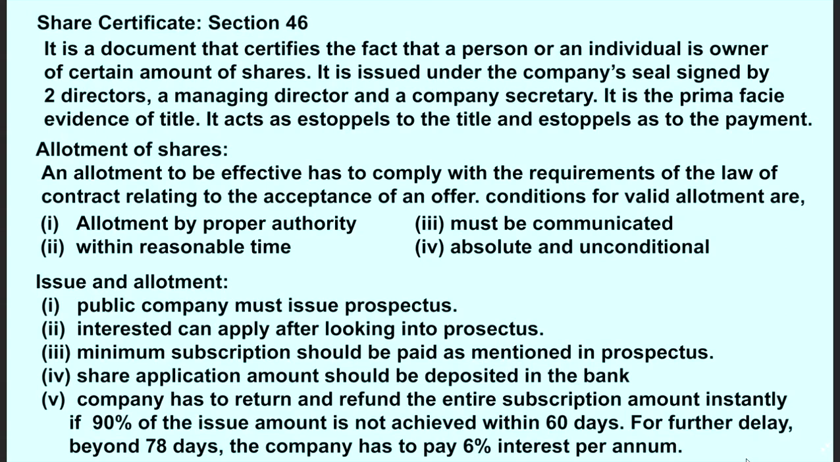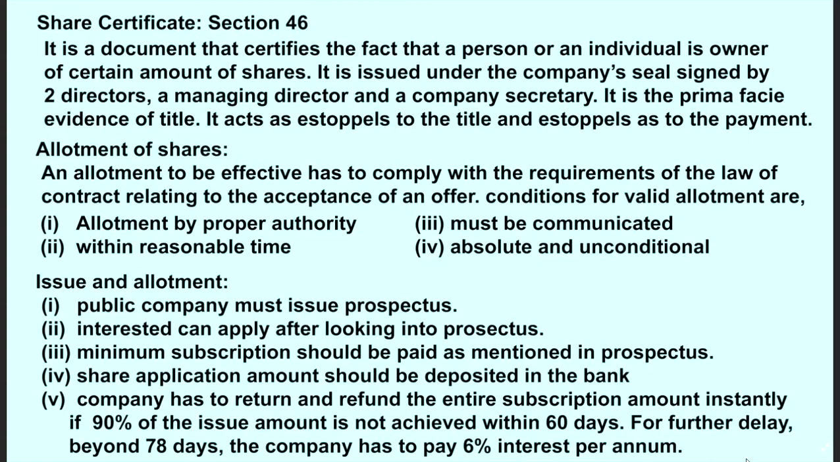Allotment of shares. An allotment, to be effective, has to comply with the requirements of the law of contract relating to the acceptance of an offer. Conditions for valid allotment are: the allotment must be made by a proper authority, within reasonable time. It should be mentioned in the prospectus or the articles of association. It must be communicated to the applicant. An absolute and unconditional share should be issued. Then such allotment is valid.